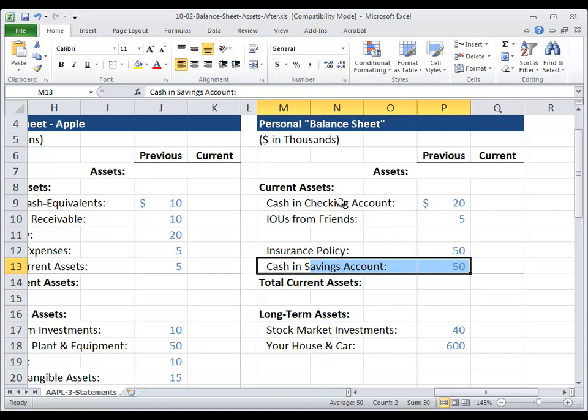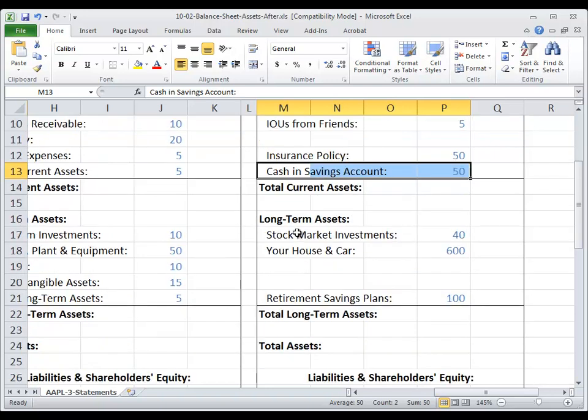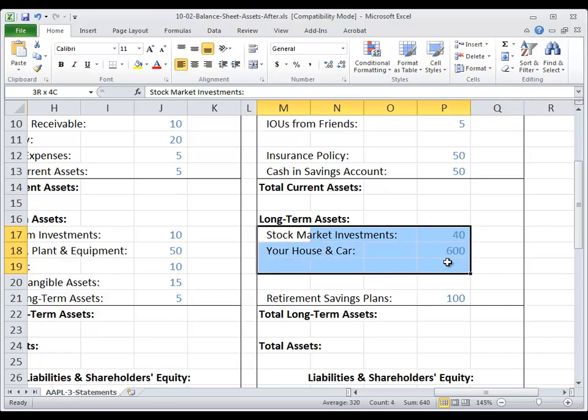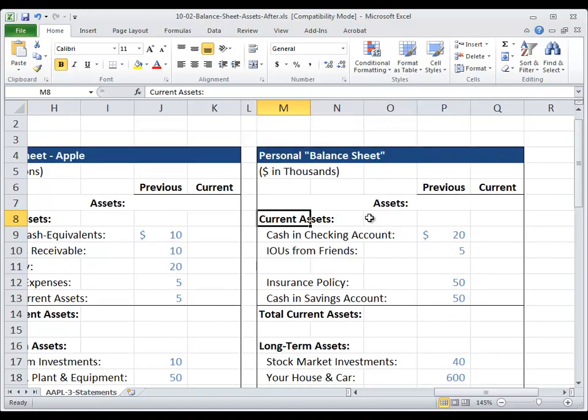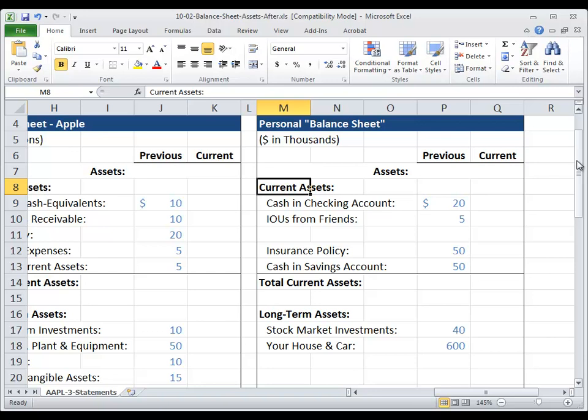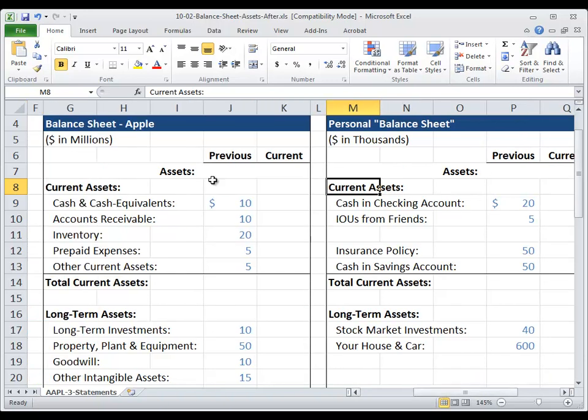You can use it to purchase other assets or to make other investments. And then you might have assets that last for a longer time period, such as stock market investments, your house and car, or even a retirement savings plan. So these are examples of long-term assets versus the current or short-term assets listed above. Now on a personal balance sheet, there isn't necessarily a tremendous difference between these, so this example doesn't exactly follow what happens to real companies, to Apple in this case.